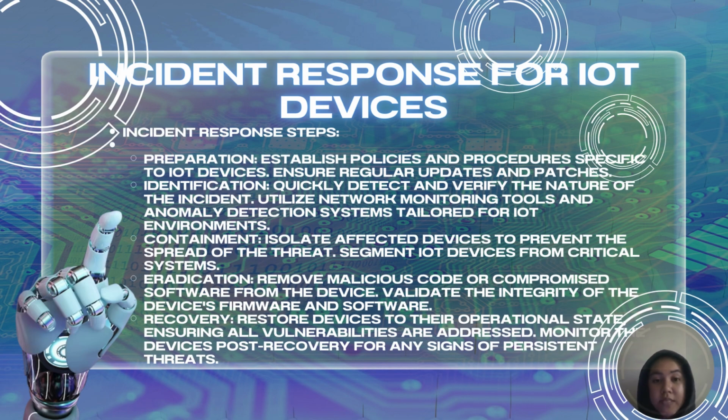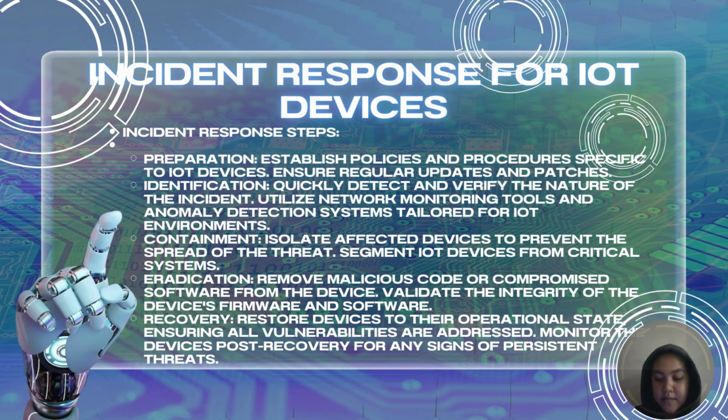So the incident response steps are: the first one is preparation, the second one is identification, the third one is containment, the fourth one is eradication, and the last one is recovery. So we look at the preparation. Establish policies and procedures specific to IoT devices. Ensure regular updates and patches. And the second one is identification. Quickly detect and verify the nature of the incident. Utilize network monitoring tools and anomaly detection systems tailored for IoT environments.